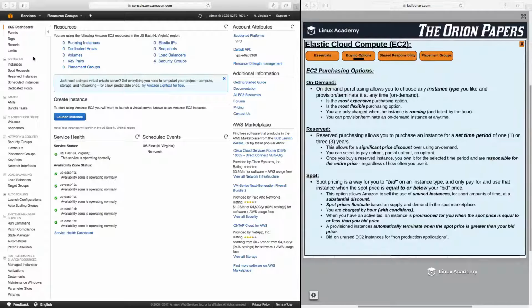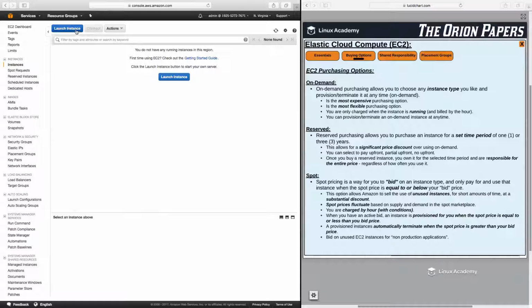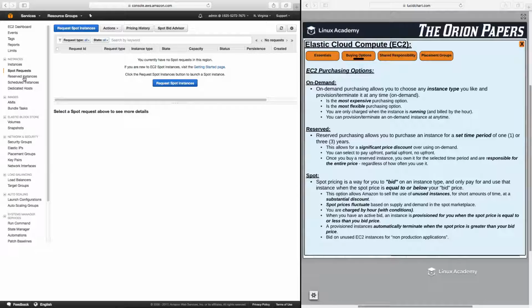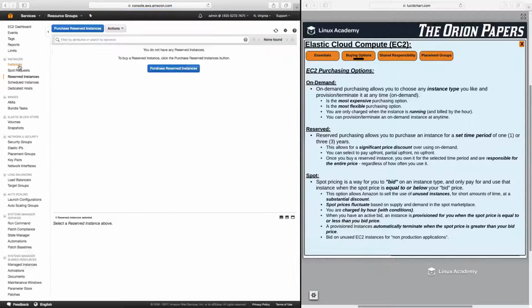And they can be found over here in the EC2 console under instances. This is where we can view and launch our on-demand instances, spot requests, so these are going to be our spot buying instances, and also reserved instances. So first, let's talk about on-demand instances.